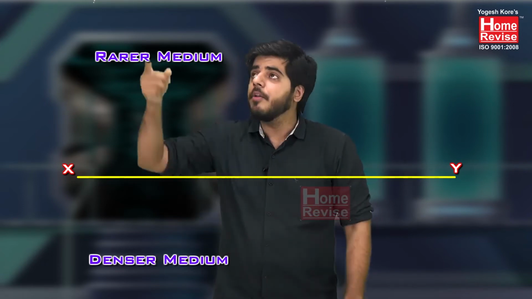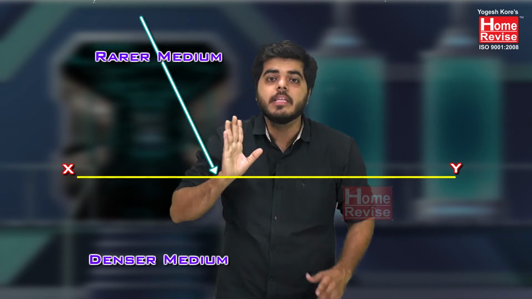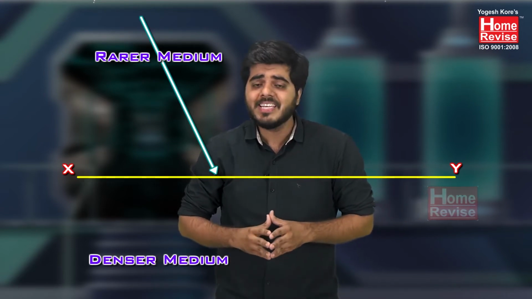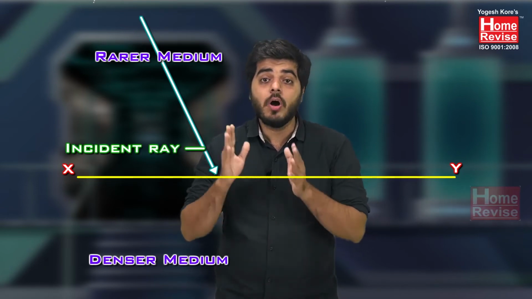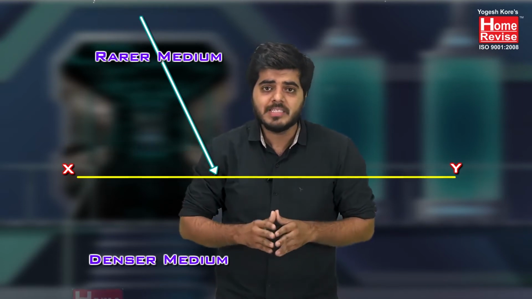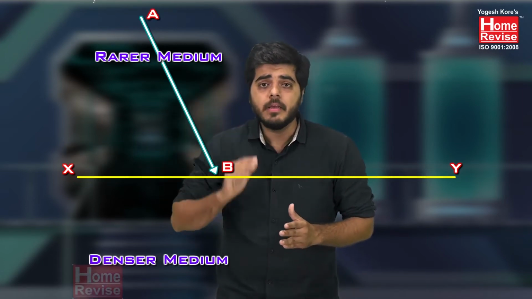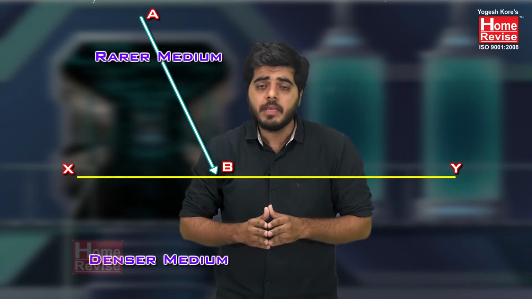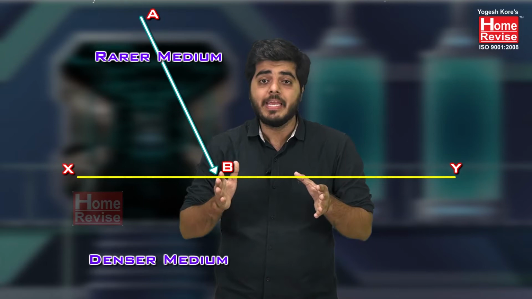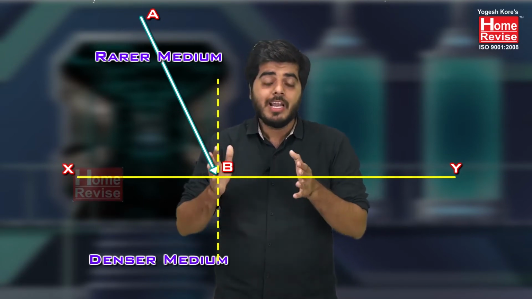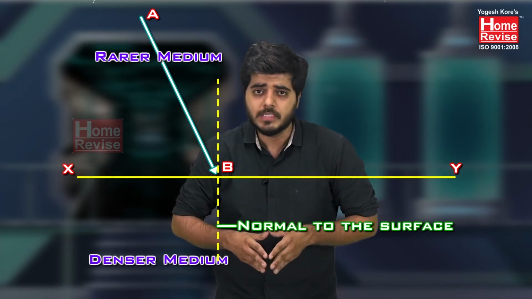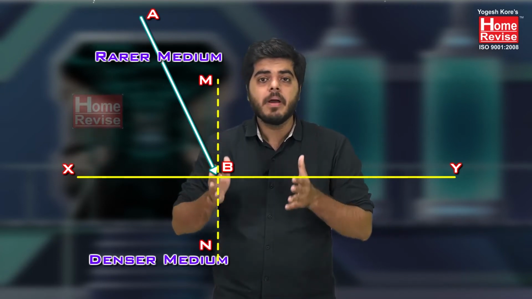Now I'm going to say a ray of light is coming and striking the surface XY. A ray which is coming and striking the surface XY is called your incident ray. So the incident ray is coming and striking the surface. Let me name it as AB. Now at the point at which it is striking the surface, I'm going to draw a line perpendicular to the surface. A line drawn perpendicular to the surface is called the normal to the surface. I'm going to name this normal as MN.